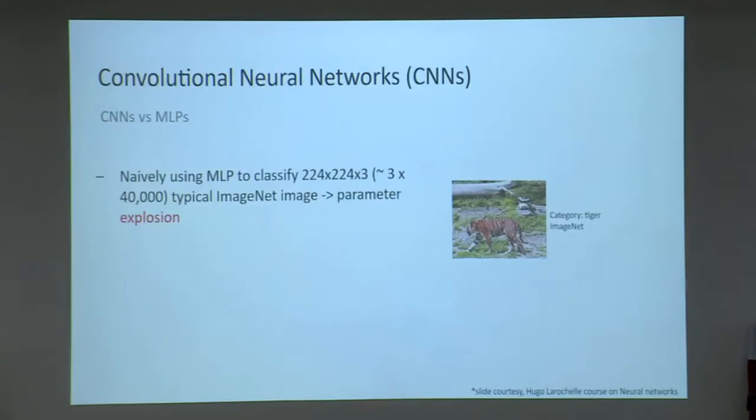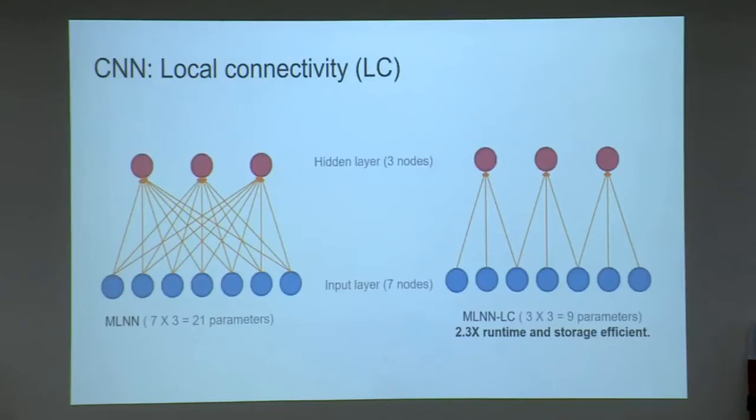For example, we can say the 3 by 3 block of pixels will be connected to one hidden node, and then the next 3 by 3 block of pixels will be connected to the next hidden node. So like that, we can use this local connectivity. Instead of saying that each node is connected to every other node, we can just say that locally it should be connected to one hidden node. And by using this, we are reducing the number of parameters.